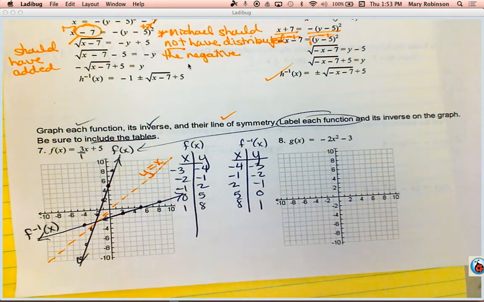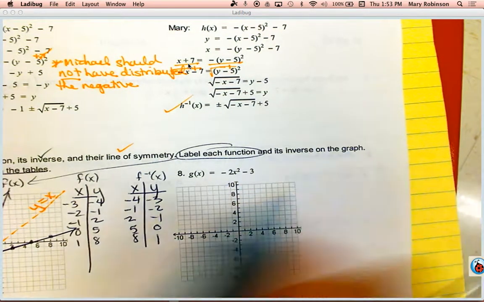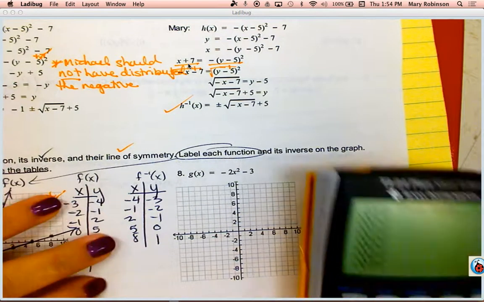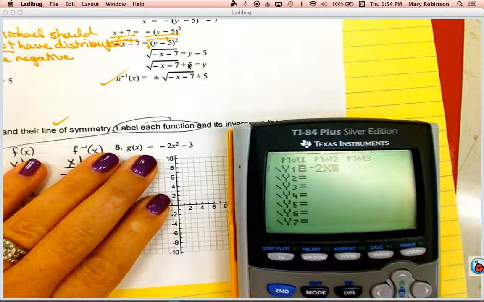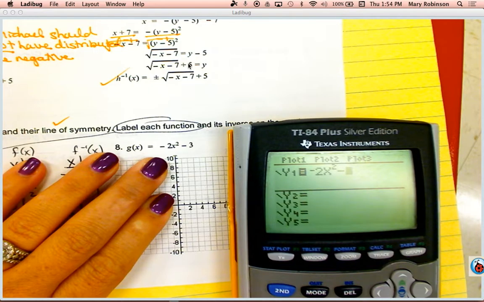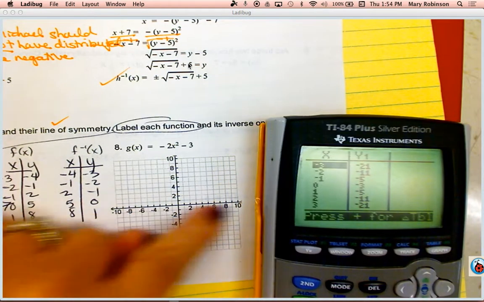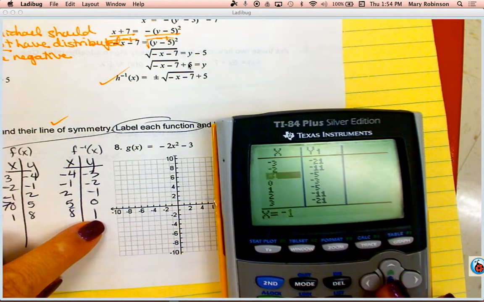So number 8, it says I've got g of x equals -2x squared minus 3. Because that's a little different, I'm just going to go ahead and type this into y equals and get some ordered pairs that I know can fit between -10 and 10.